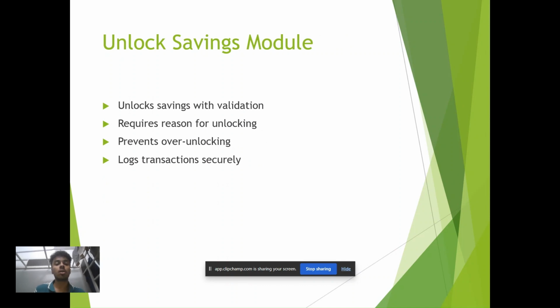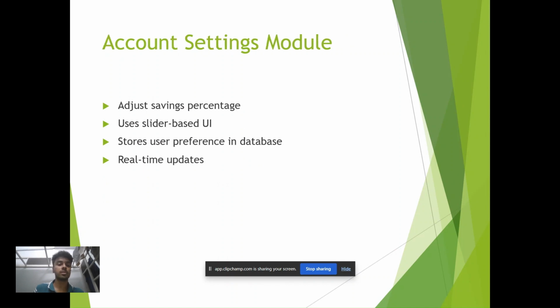Next, we have the unlock savings module. Unlock savings with validation requires a reason for unlocking, which is one of the key features of the project. Prevents over unlocking and locks transactions securely. Some people tend to unlock their money from the locker too often, which is not a good sign. So we have addressed this issue in our mini project, and we have implemented a system which prevents over unlocking, which is one of the very important features.